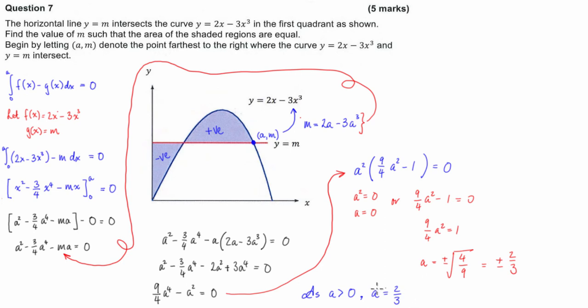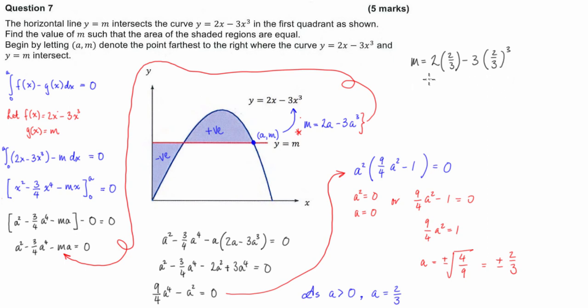So from here, guys, I then have to figure out what my m value is. What we derived earlier here is a function which gives us m in terms of a. So all I'm going to do from here is just enter in my a value into this function here. So finally, I've got m is equal to 2 times 2/3 minus 3 times 2/3 cubed.